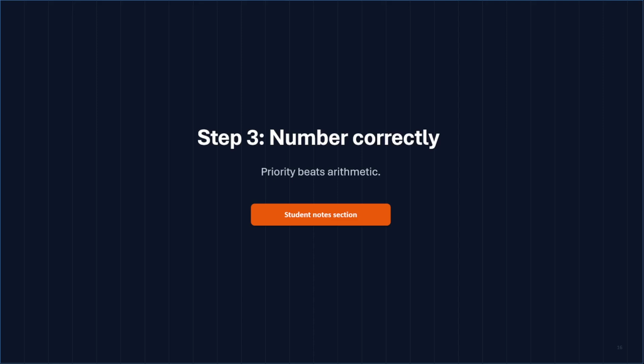The main idea is priority beats arithmetic. A shortcut, like smallest sum of numbers, can work in easy examples, but it is not the full rule. The most important feature should receive the lowest number first. That usually means the principal suffix group, then unsaturation, then substituents. So before you start counting, ask what feature is most important.